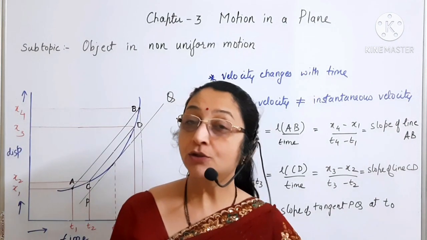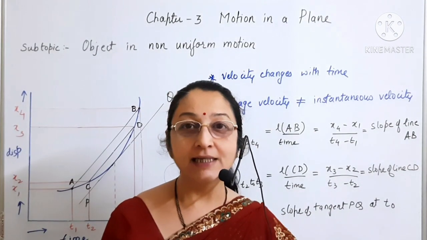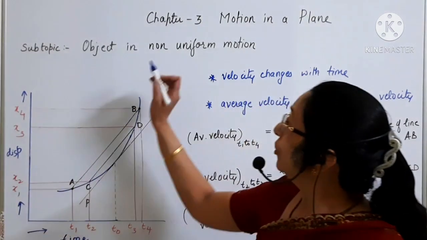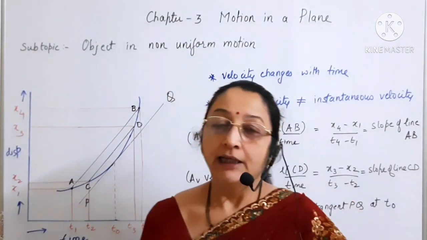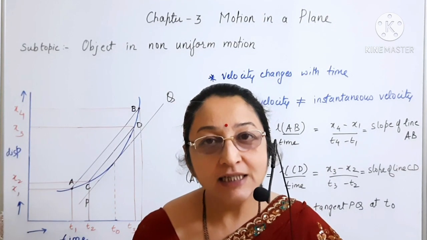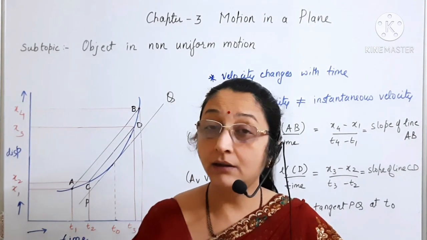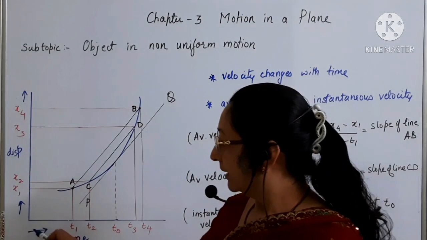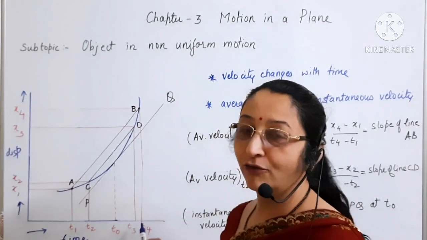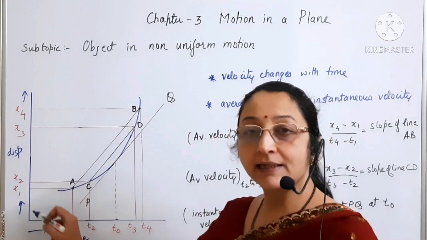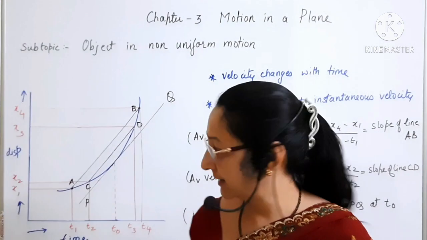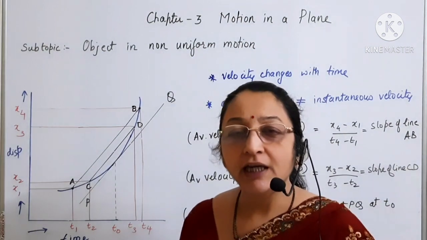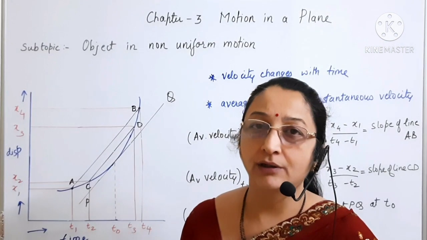Hello friends, today we are going to discuss an object which is in non-uniform motion. That is, its velocity is changing. It is not having a constant velocity. So, this is a displacement time graph. Time is on the x-axis, the displacement on the y-axis. This is the graph of a particle which is moving in non-uniform motion.